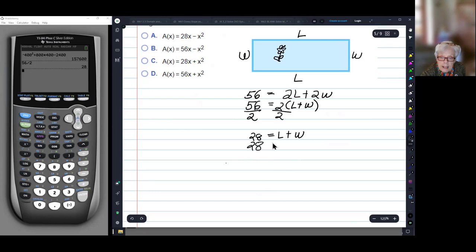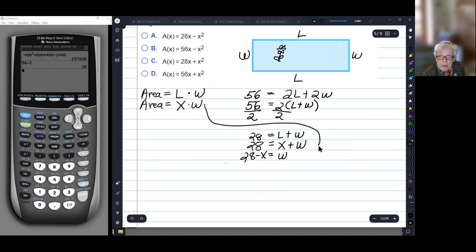28 equals x plus w. Remember, it was 2l plus 2w, and we divided out the 2 as a common factor. Now, w equals 28 minus x. That's what the width is. Now we know what the width is. It's important because area of a rectangle equals length times width. In other words, area equals x times the width. And the width, let me make an arrow here, the width equals 28 minus x.